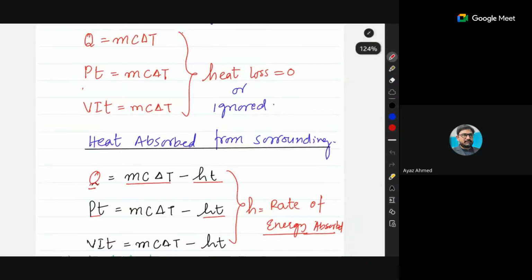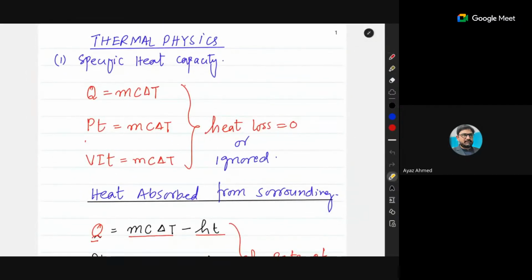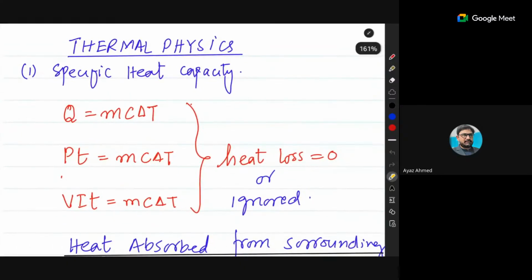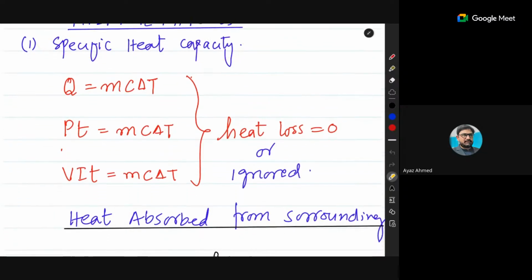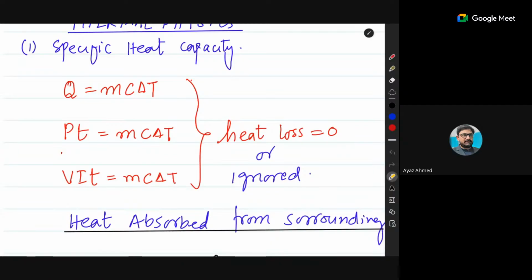Actually, we are going to discuss the impacts of heat. In the last lesson, I told you that when you provide thermal energy to a system, there are two impacts of that thermal energy. One of them is that its temperature is increased. The other one is that its state is changed. When the temperature is increased, we are talking about what is named specific heat capacity or thermal capacity.